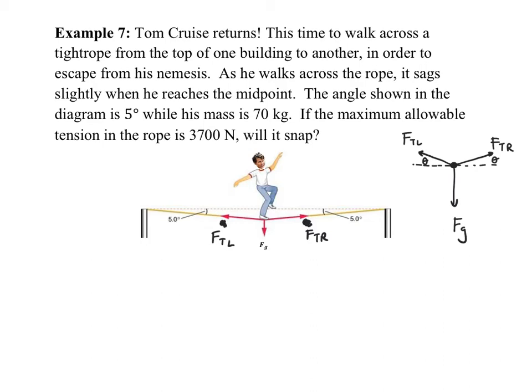Now here's the thing though. The assumption we have to make in this problem is that Tom Cruise is a fixed mass, which he does. And the angle isn't more than what we're seeing. So we need to figure out, what is the tension on either side of the rope? And if that tension is more than 3,700, it's snapping. If it's less than 3,700, he's going to survive. It's not going to break. A lot of imminent death problems.